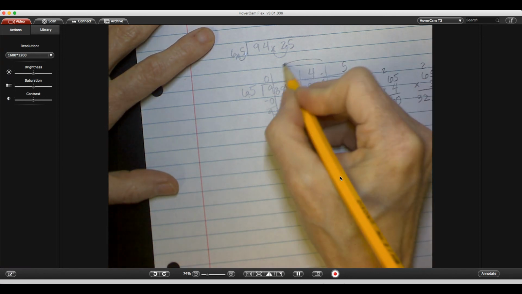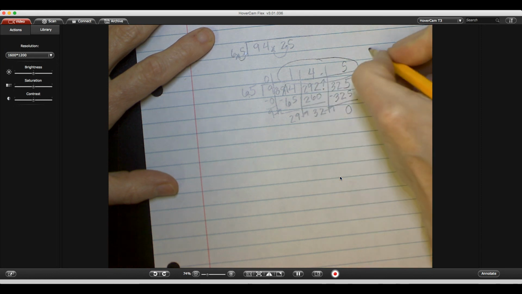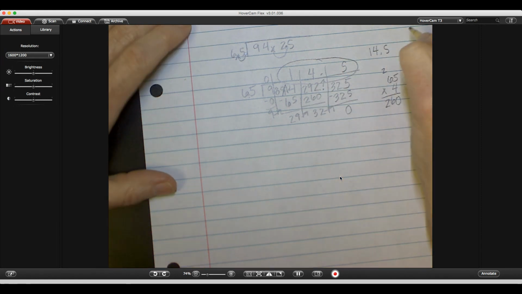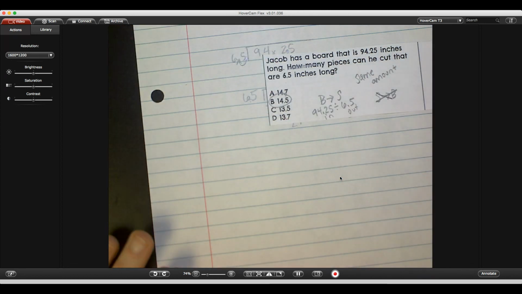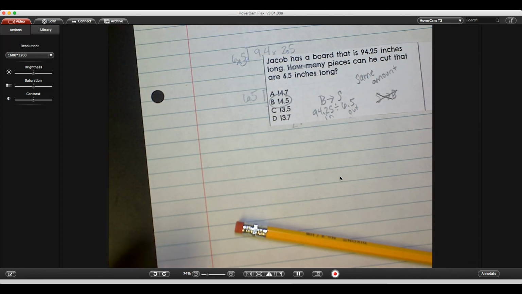So my answer is here, 14.5. And we see that our answer is B, 14.5, or 14 and 5/10.